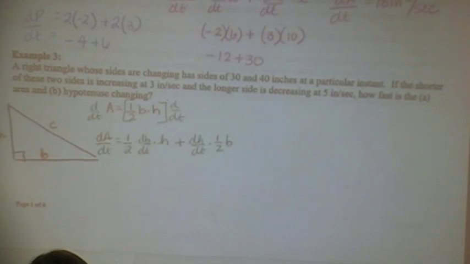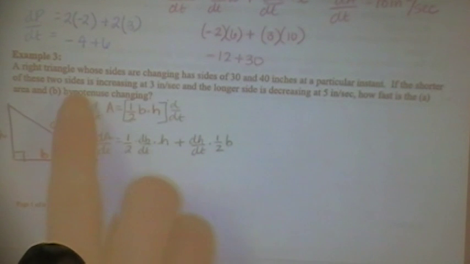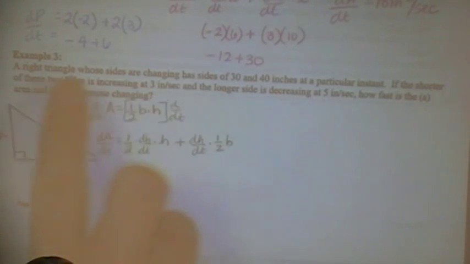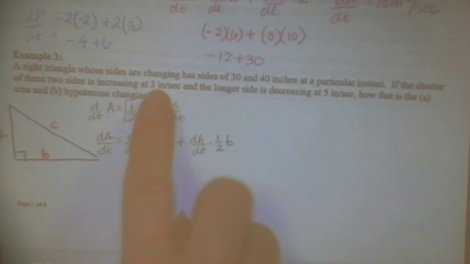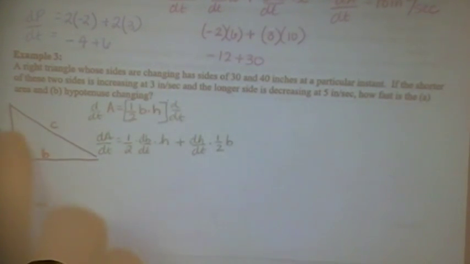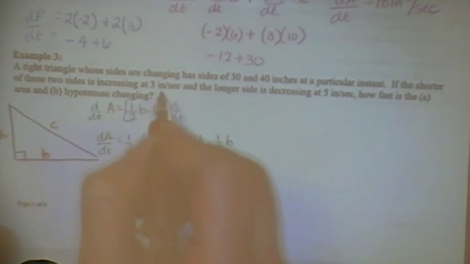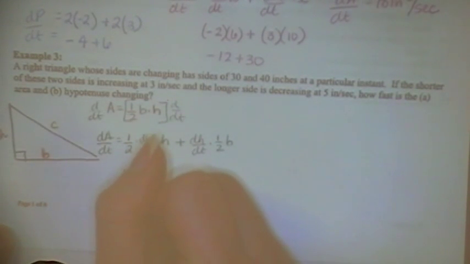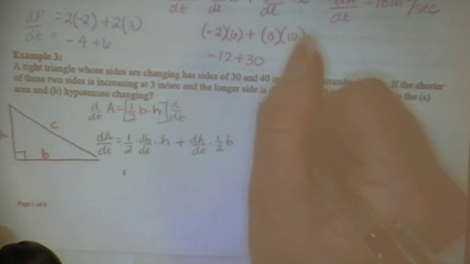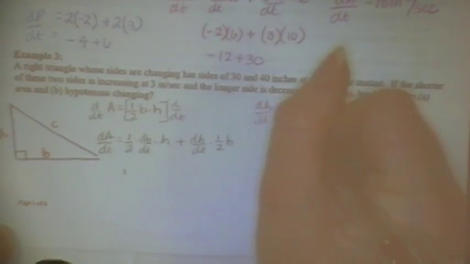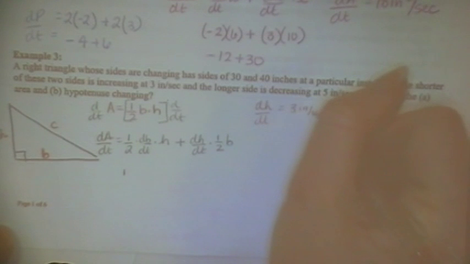Actually, I don't think I have to simplify because we actually have these, don't we? We have two sides increasing. The shorter of these two sides is increasing at 3 inches per second. Because of the way I drew mine, it won't matter. It will come out the same either way. But I'm going to say that my h is my shorter side. So that's going to be my h. So I have dh dt equals 3 inches per second.